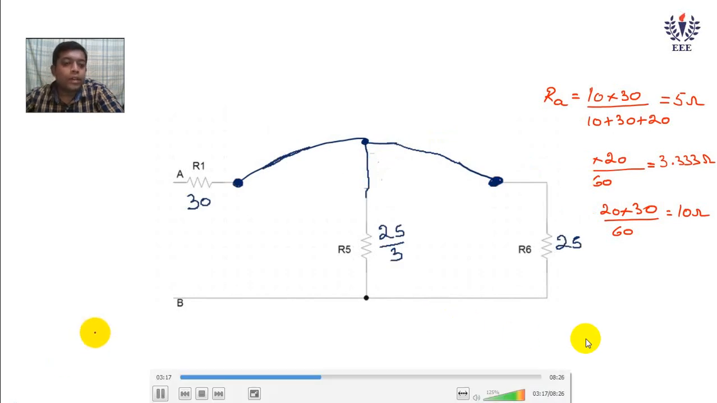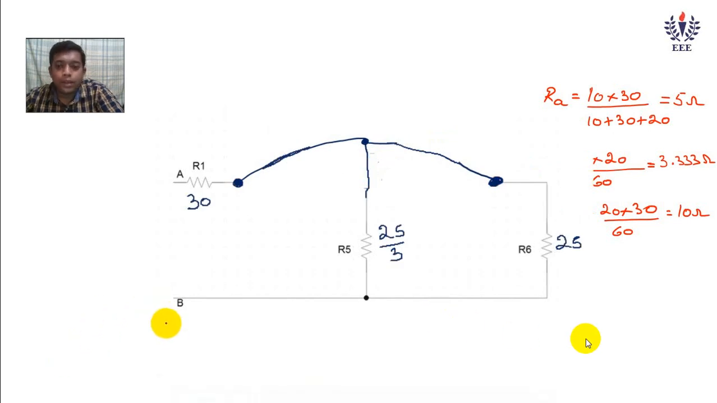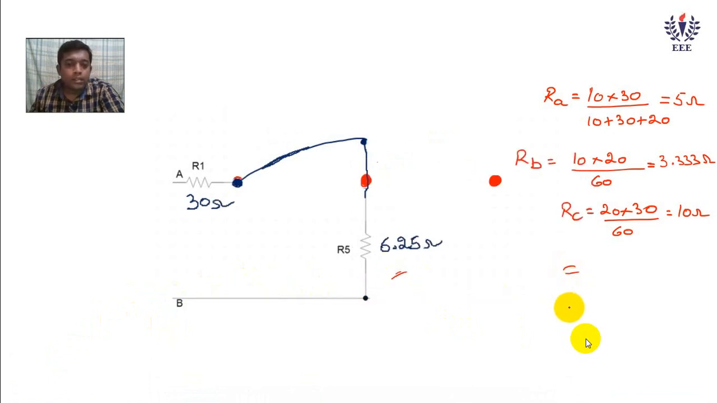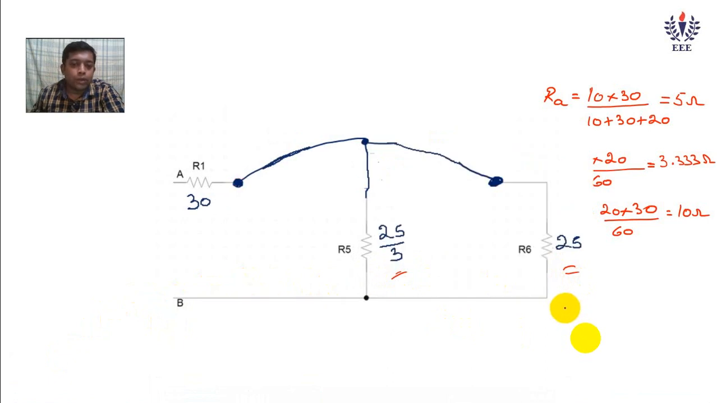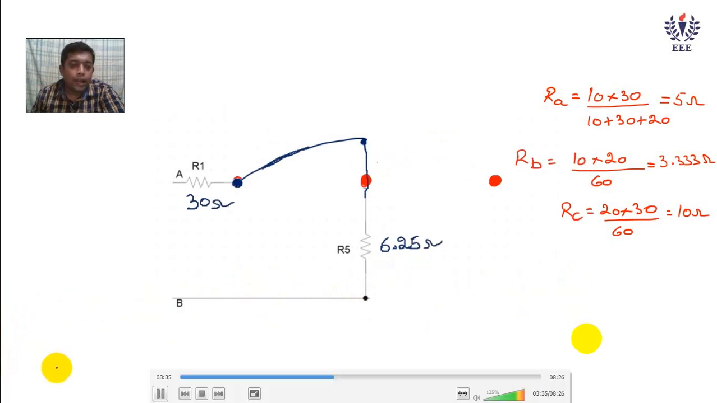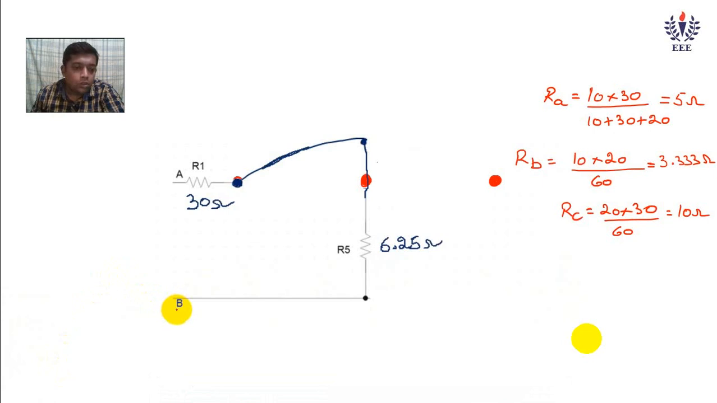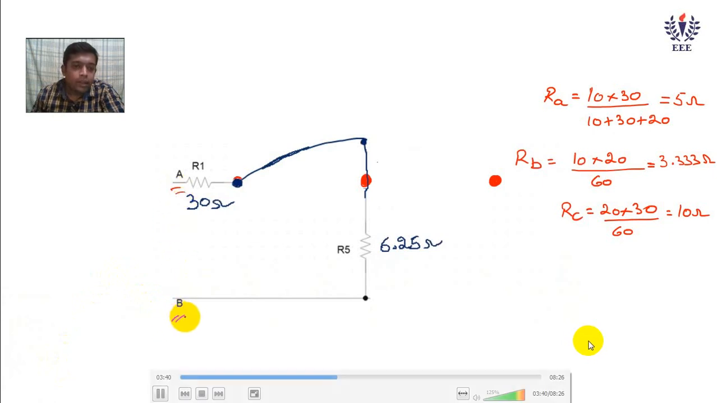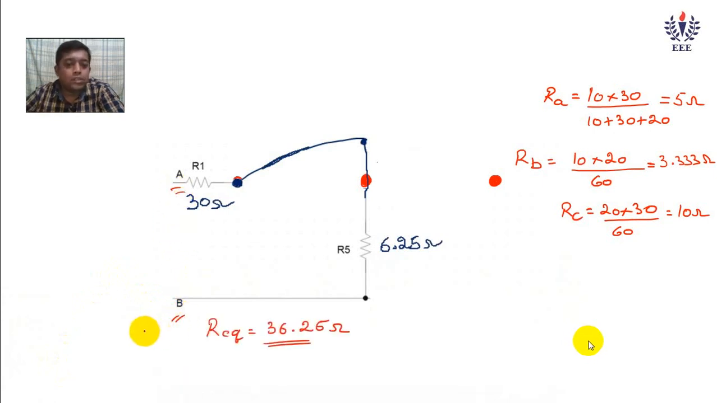Right, and this is its R equivalent, that is 30, 25 by 3 and 25. Now 25 by 3 and 25 are in parallel. We get the answer as 6.25. Now 6.25 and 30 are in series, we get the R equivalent as 36.25 across AB. So this is your theoretical calculations. Now the same thing has to be simulated in PSPICE and get the same result.